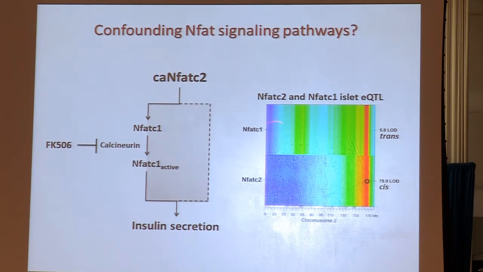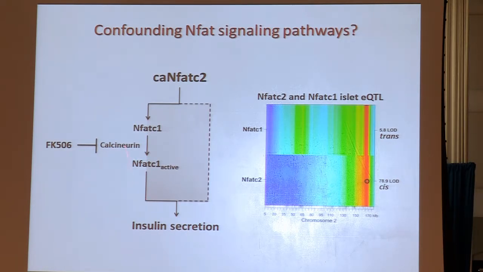And it turns out that NFAT-C1 is located on chromosome 18, but in fact, it maps in trans right on top of where NFAT-C2 is located. This is a trouble for us, because if we want to test Brian's prediction that NFAT-C2 is mediating the transcriptional regulation of those target genes on chromosome 2, we might have NFAT-C1 in there playing a role as well. And so over here, it's possible that when we overexpress NFAT-C2, it can directly affect insulin secretion, or its effects could be mediated through the activation of NFAT-C1.